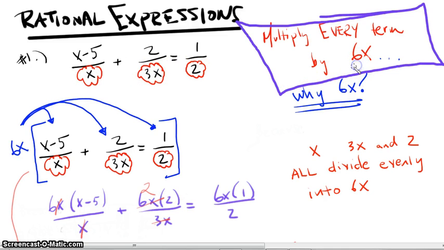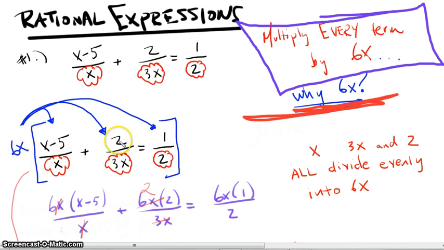6x. Okay, so 6x is the number: x divides into 6x evenly, 3x divides in, and 2 divides in. So 6x is our magic bullet. Now then, all we do is multiply this whole thing by 6x.